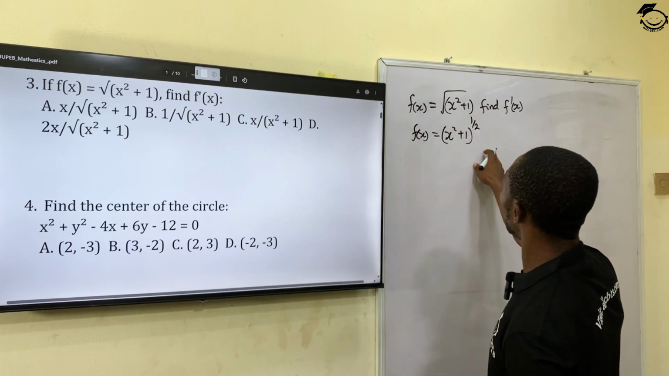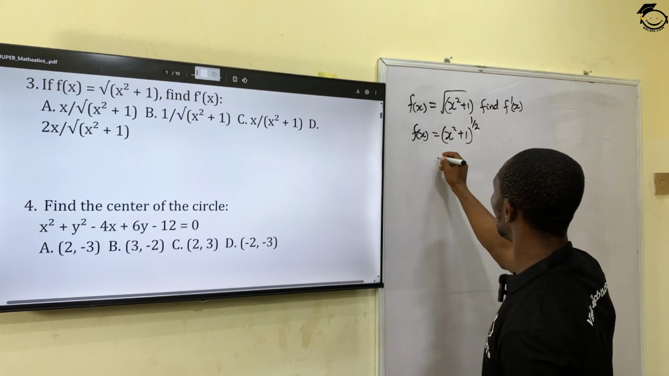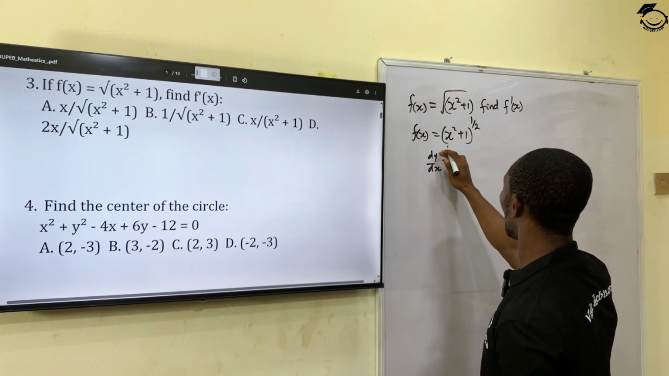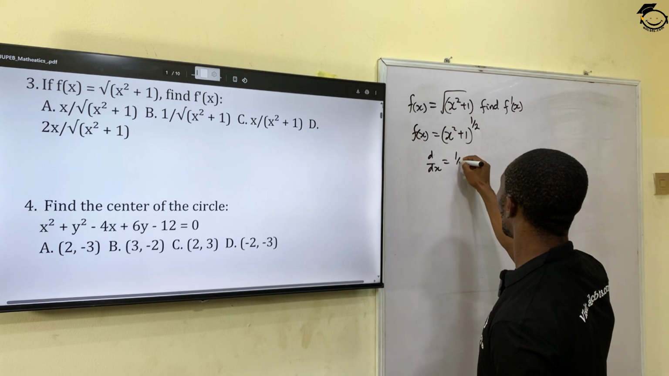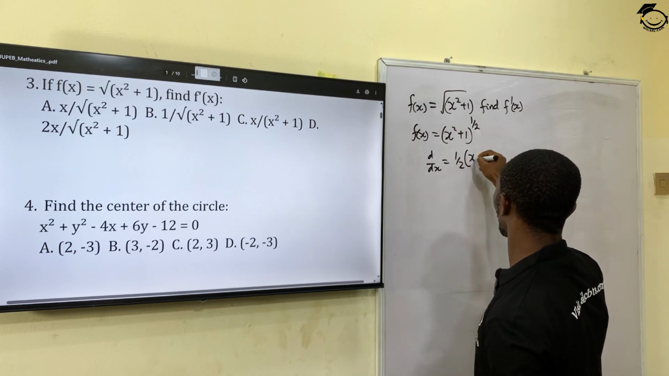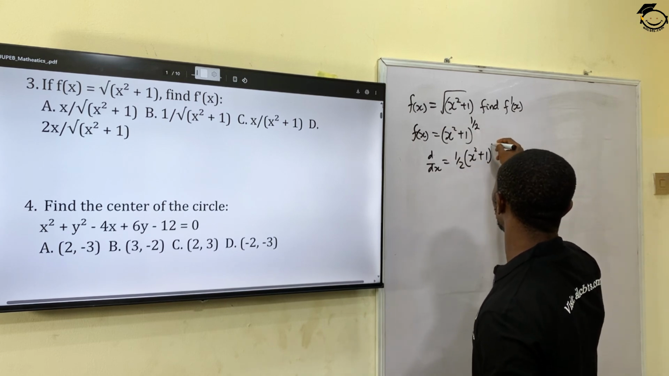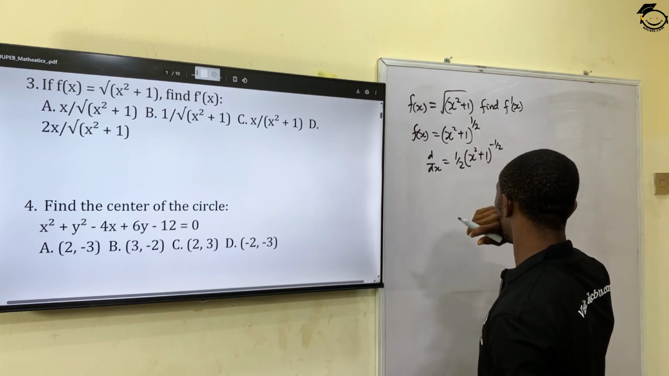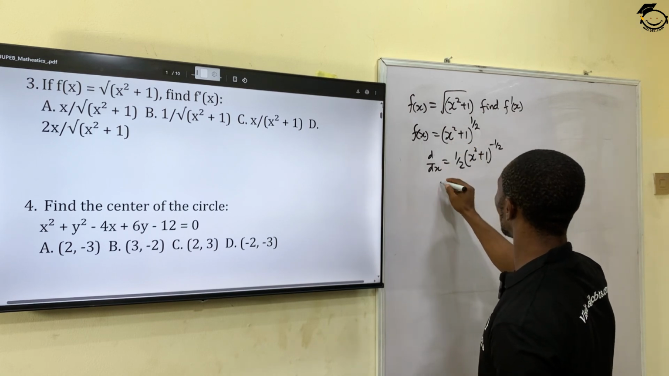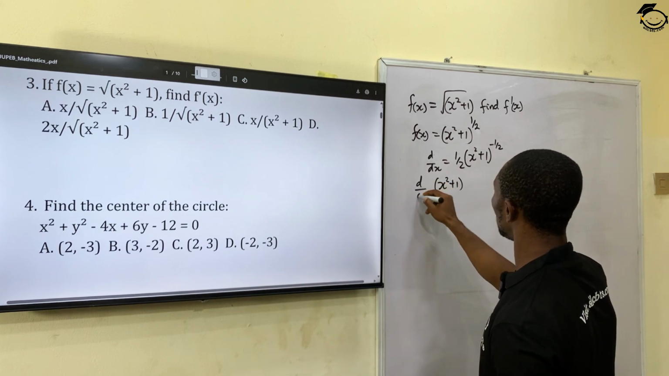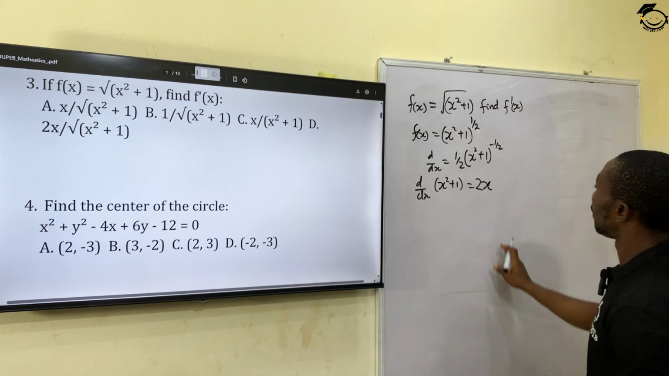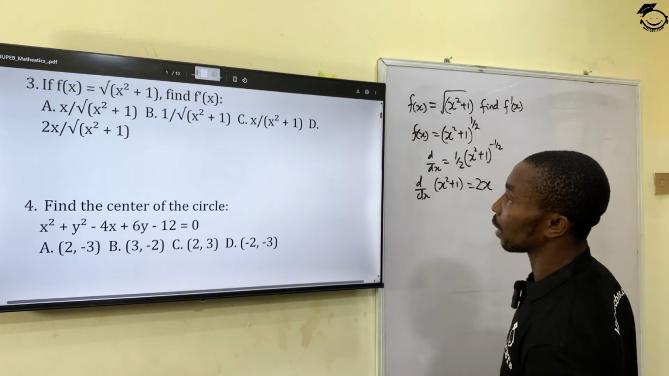So now, if we differentiate this as a unit, our dy/dx here will become half bracket x squared plus 1 raised to the power minus half. Now if we differentiate what's in the center here in our bracket, our x squared plus 1, our d/dx for this will become 2x.